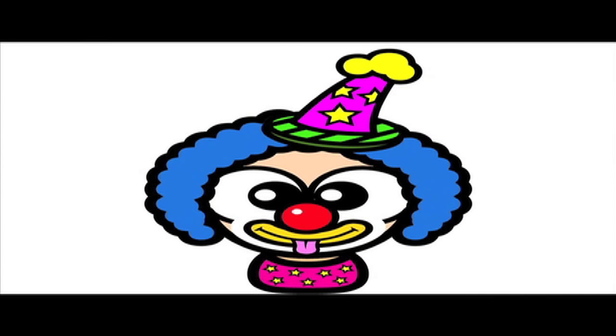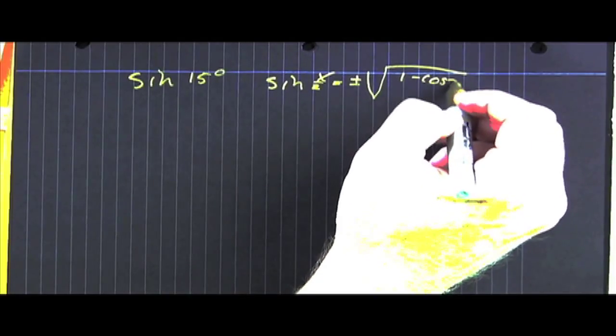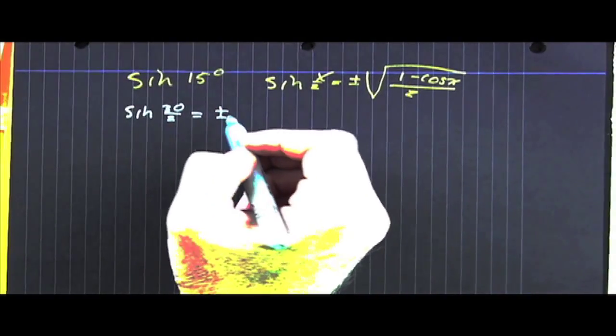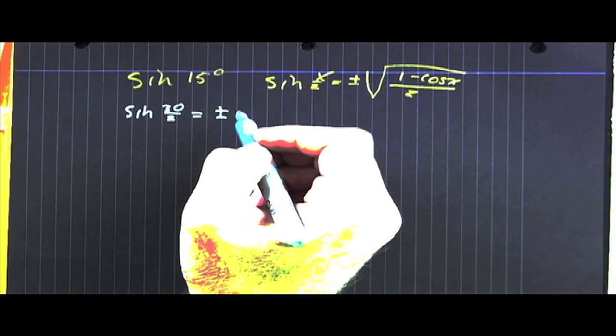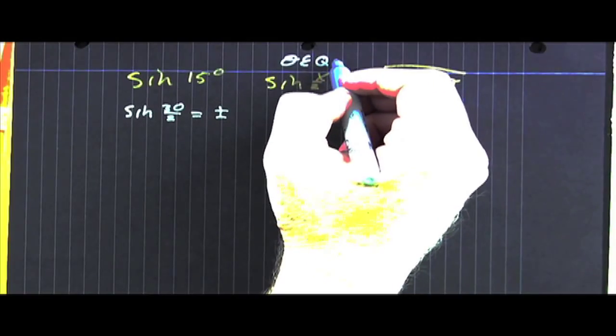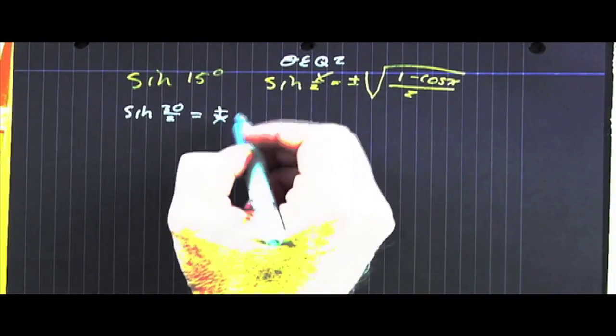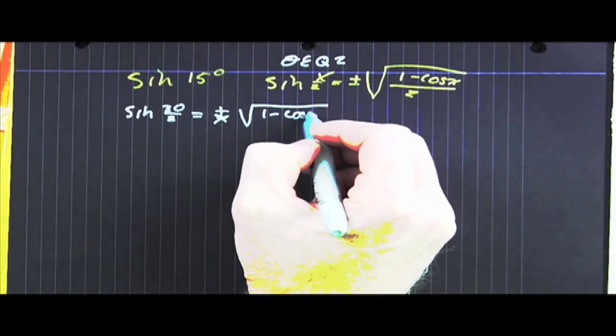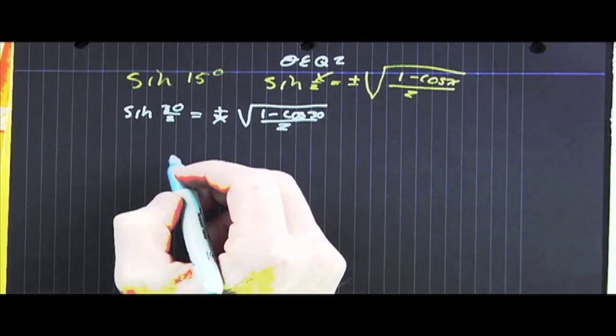Why so serious? Sine of 15 degrees. What are we going to use? Half angle. That's right, the half-angle identity. 1 minus cosine over 2, we're going to take the square root of that. So now, half of 30 is 15. That's why we're using 30. Plus or minus, don't want to forget that part. But theta's in Q1. I don't know why you wrote Q2, but 15 degrees is in Q1. So we're going to strike out that negative sign because the sine is positive in that quadrant.